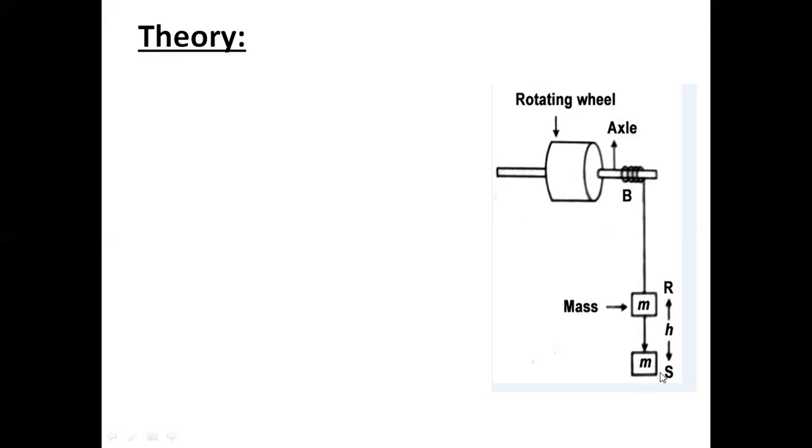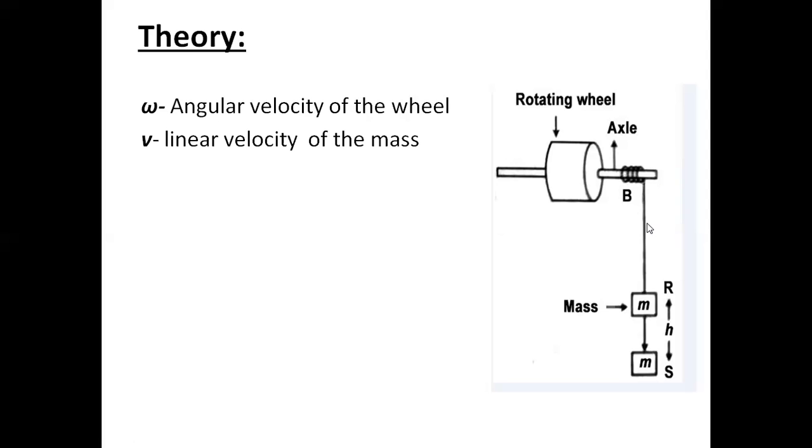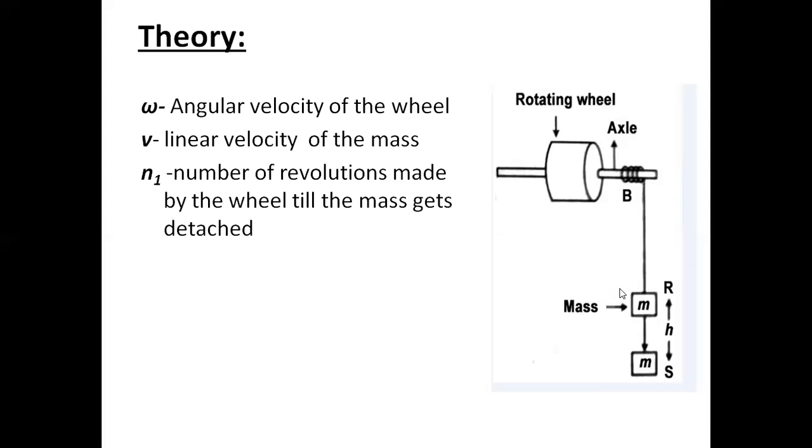h from the ground. Then when we leave the mass, it starts descending under gravity, and at the same instant the thread starts unwounding, and also at the same instant the flywheel starts rotating. Let omega be the angular velocity of the flywheel as the thread unwinds, and v be the linear velocity of the mass as it descends, and let the flywheel make n1 number of rotations till the mass gets detached.